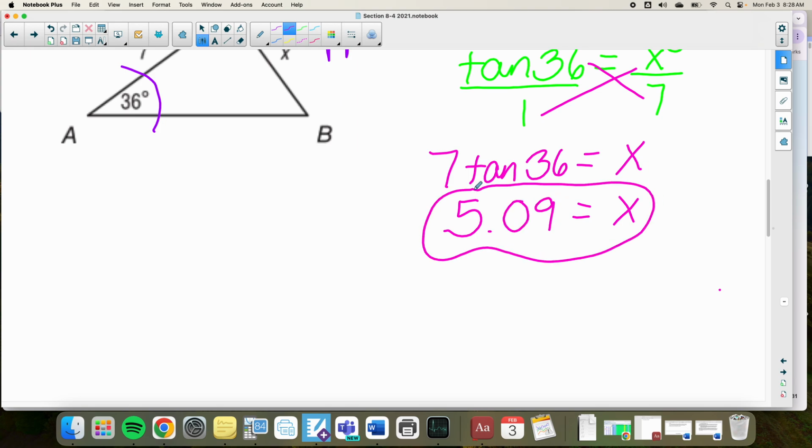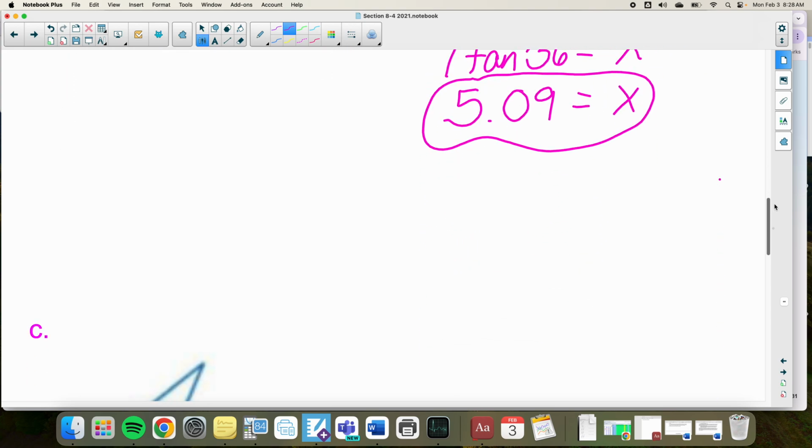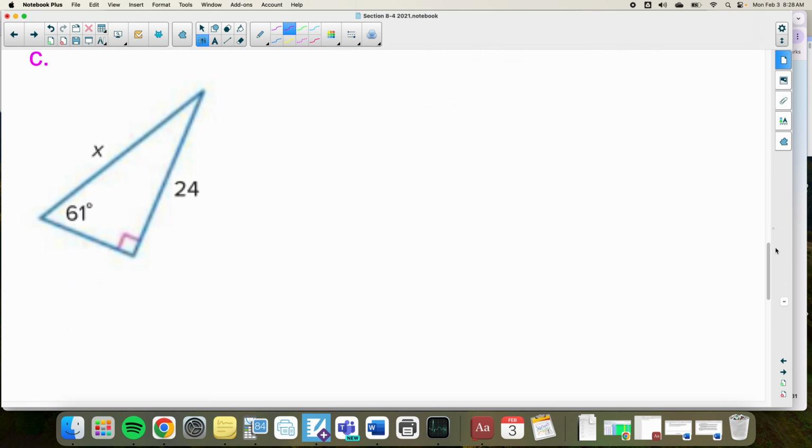And you can kind of use common sense too, like when you're done, think of like, if that side is 7, does it seem reasonable that this would be 5.09? Like if you got this to be 0.005, that's not gonna be a side length. That means you maybe did second tan or something like that. So kind of use common sense too when you're doing this.